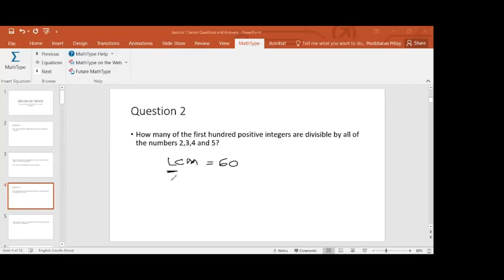How many of the first 100 positive numbers? That's the question. So you're looking for multiples. The common multiples are all multiples of the LCM. So the common multiples are 60, 120, 180, and so on. And 60 is the lowest of the common multiples. So there's only one number between 1 and 100 which is a multiple of 60. So the answer is 1. 60 is the only one. The question is how many of the first 100 positive integers are divisible? There is only one.